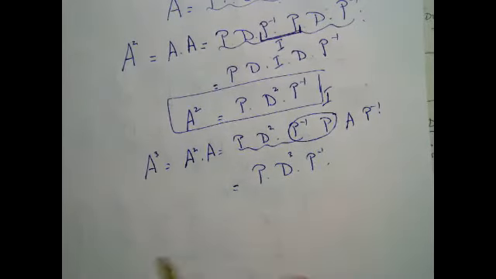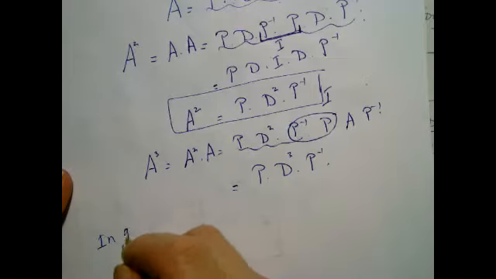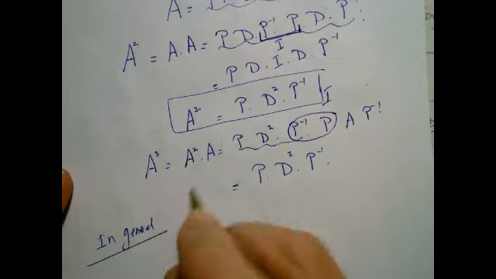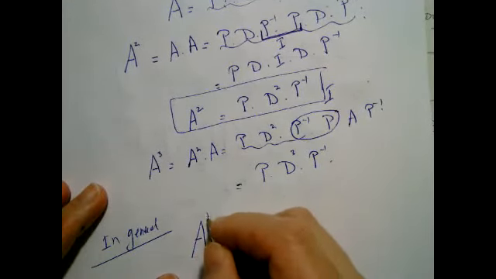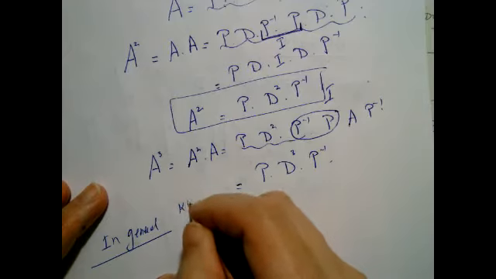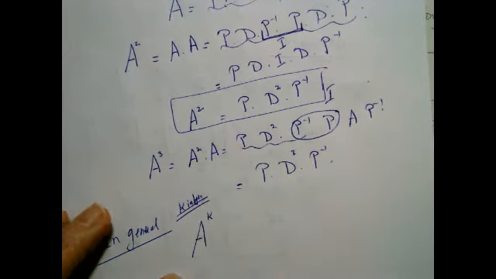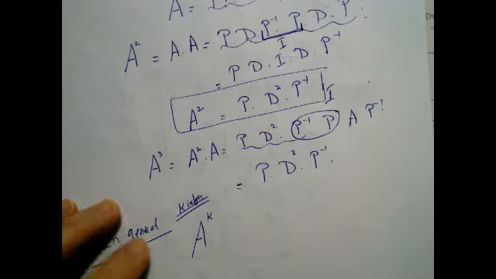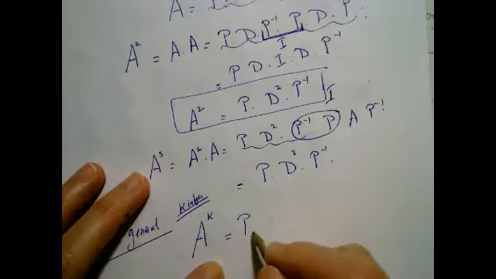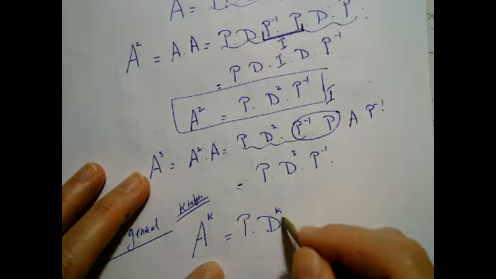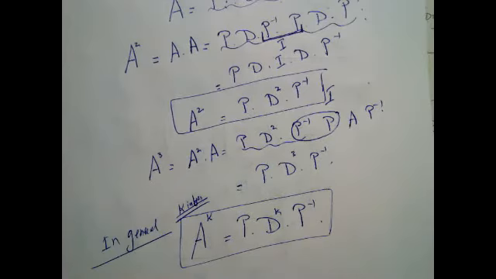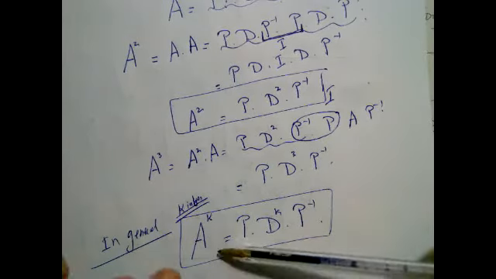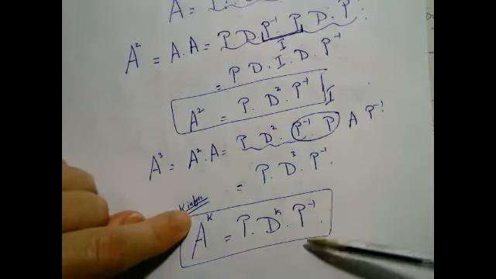And the pattern continues. So in general, if I can decompose the matrix, and I take A to any power K, as long as K is an integer, like A squared, A to the power 3, A to the power 100, then A to the power K is just P times D to the K times P inverse. So if I can decompose a matrix, then the powers of the matrix are very easily computed.